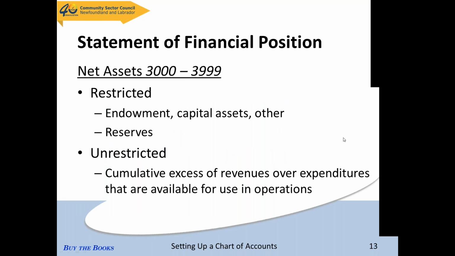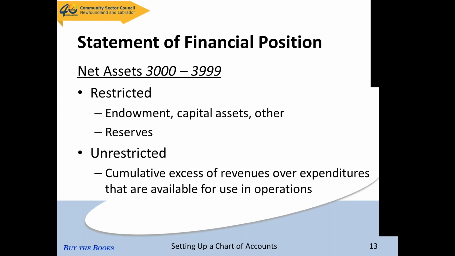Your net assets are your next grouping. Typically, you won't have a lot of net asset accounts. Usually, we separate them, of course, between restricted and unrestricted net assets. Restricted could be restricted for various reasons, whether that's external restrictions, such as an endowment that's received, or it may be restricted by a decision that the board has made.